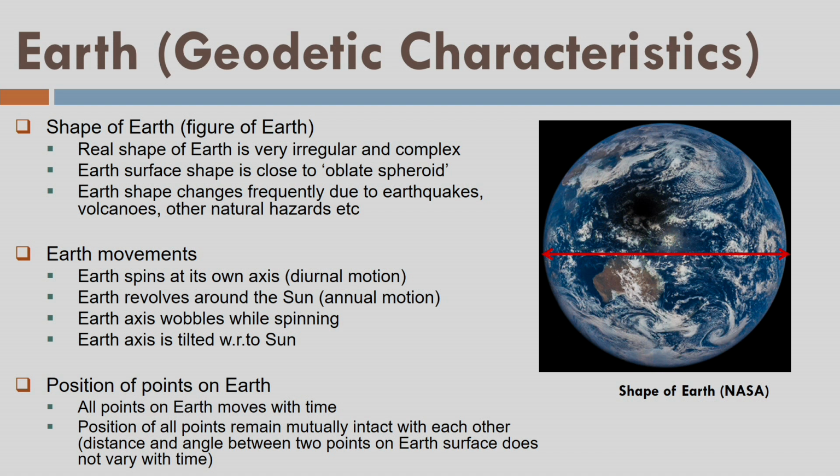I am showing you a red mark here. The red mark shows the diameter of the Earth, which is different from the diameter at the poles, and the difference is approximately 50 kilometers if I consider the diameter, and if I consider the radius, it is approximately 25 kilometers. What does it mean? I cannot assume it to be a sphere. I should consider some other shape for that, and the appropriate shape is the oblate spheroid or ellipsoid.